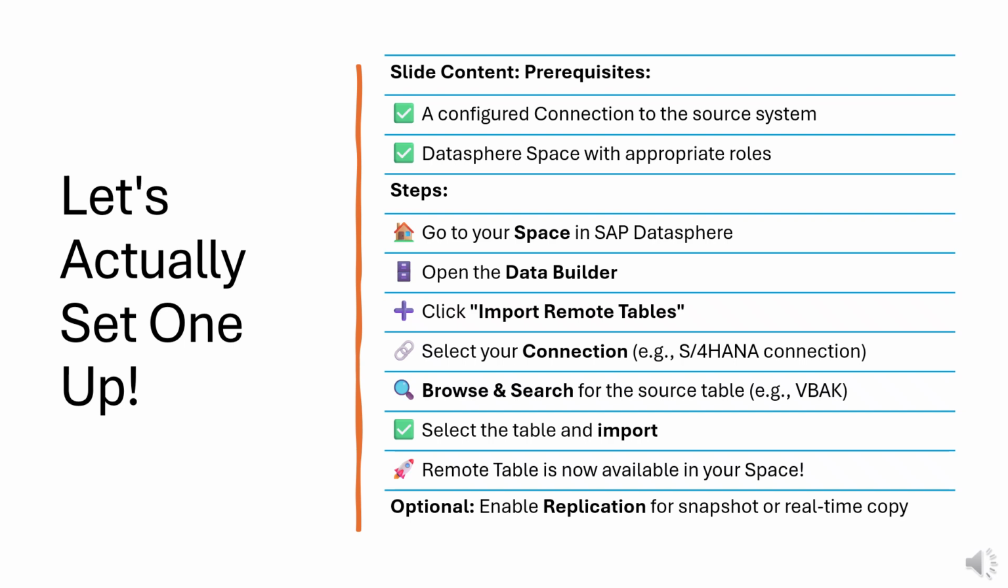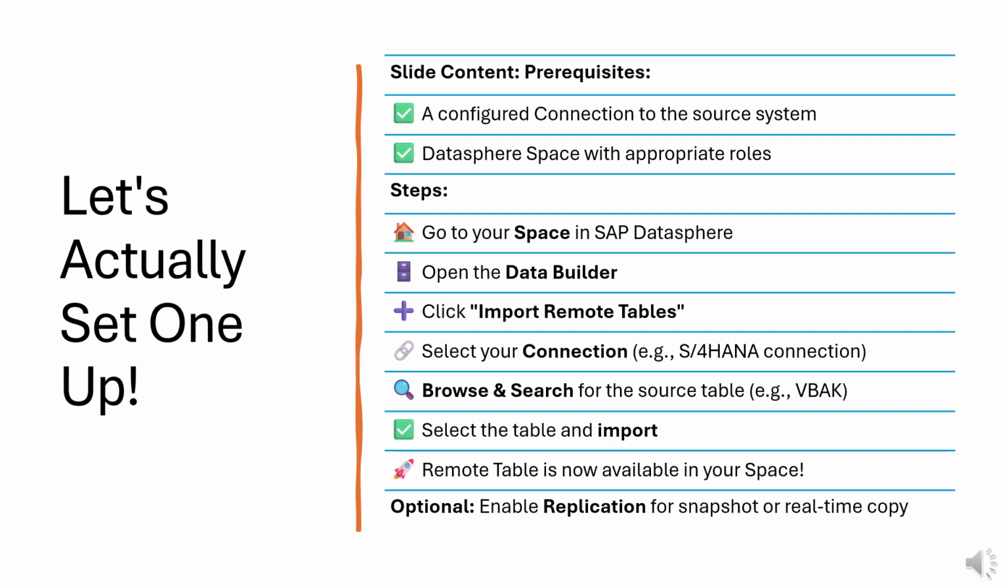Datasphere will now show you all the connections available. You pick the right connection, let's say it's S/4HANA for now. Datasphere will then browse the remote system and show you available tables. So let's say you search for VBAK. You select it and hit import. That's it, nothing else. The remote table is now inside your space, ready to be used in views, models, and reports.